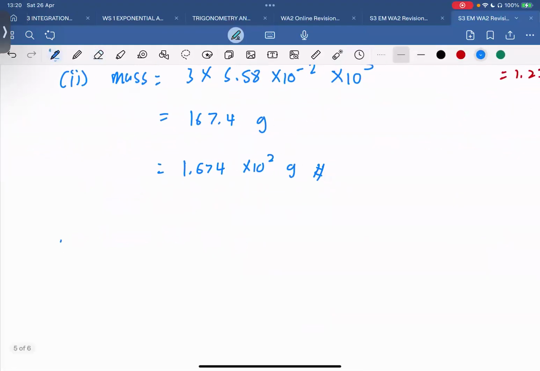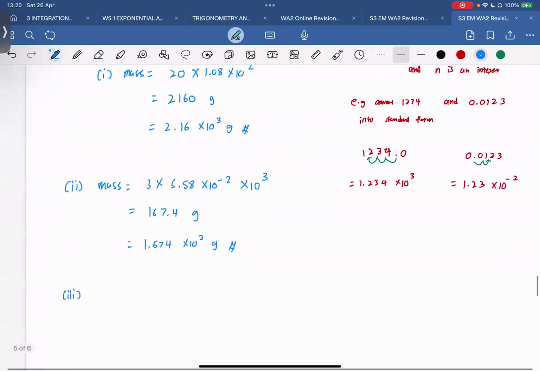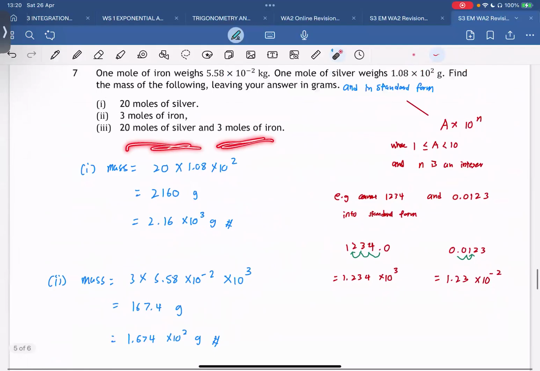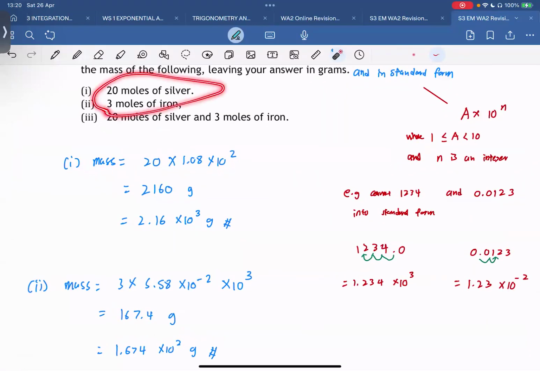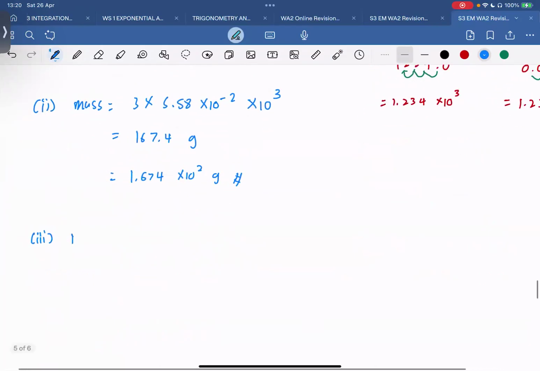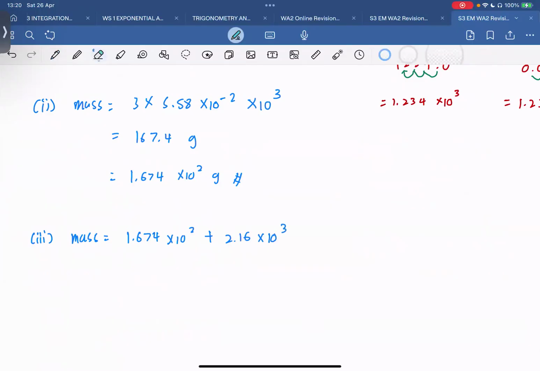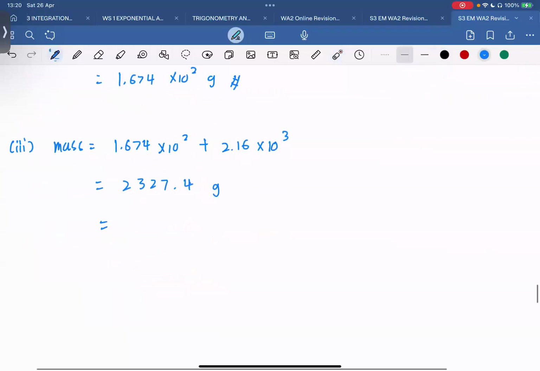And lastly, for part 3, 20 moles of silver and 3 moles of iron, which is just simply the answers in part 1 and 2 summed together. Okay, so mass will be 1.674 times 10 to the power of 2 plus 2.16 times 10 to the power of 3. Okay, our calculator will give us the value of 2327.4 grams. Convert to standard form, we need to shift the decimal point 1 time, 2 times, 3 times leftward. So this will be 2.3274 times 10 to the power of 3 grams.